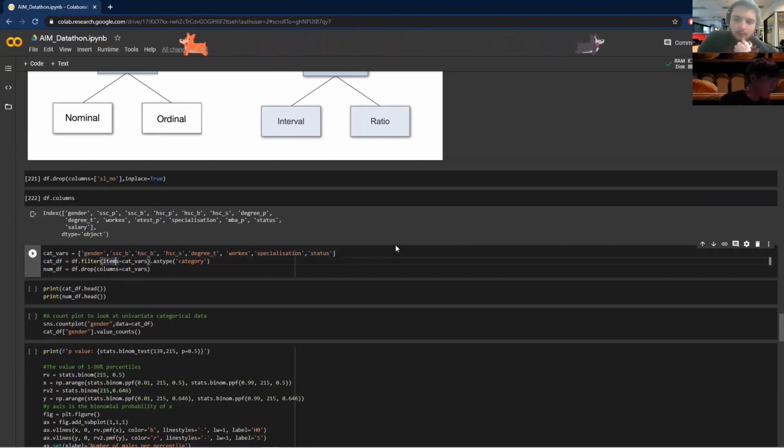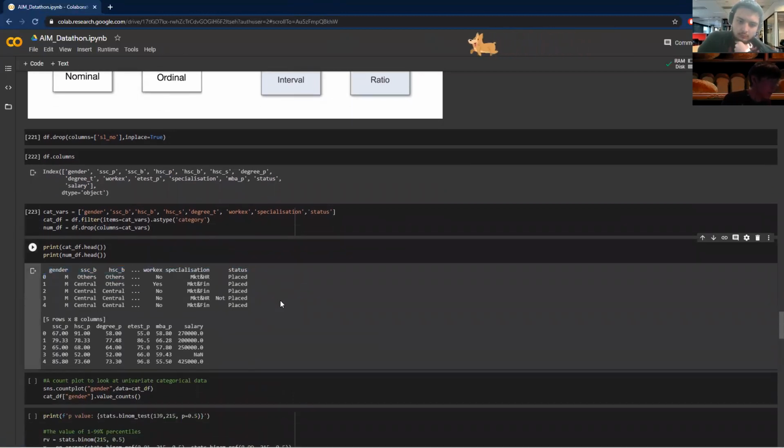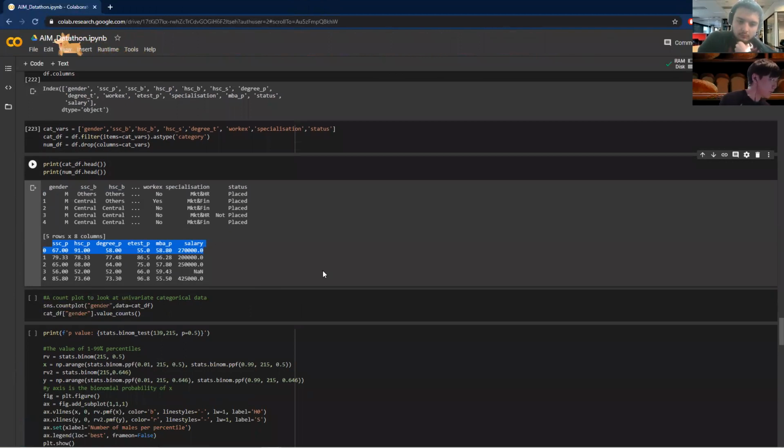I want to filter out the data set so that it just has the categorical, so that's what this is doing. And then whatever is not in this must be numerical. So that's what I've done here. Basically I've dropped all this for the other one. And then if we have a look, you can see that it's been split properly, so that the numerical data frame only has numerical data and the categorical data frame only has categorical data. That's what it looks like.